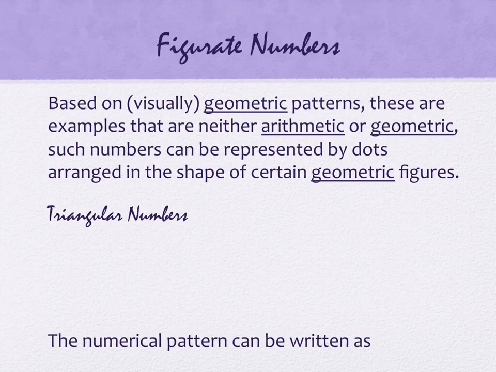So figure numbers are based on visually geometric patterns. These examples are neither arithmetic nor geometric. Such numbers can be represented by dots arranged in the shape of certain geometric figures. And the one that we're going to start with is triangular numbers.